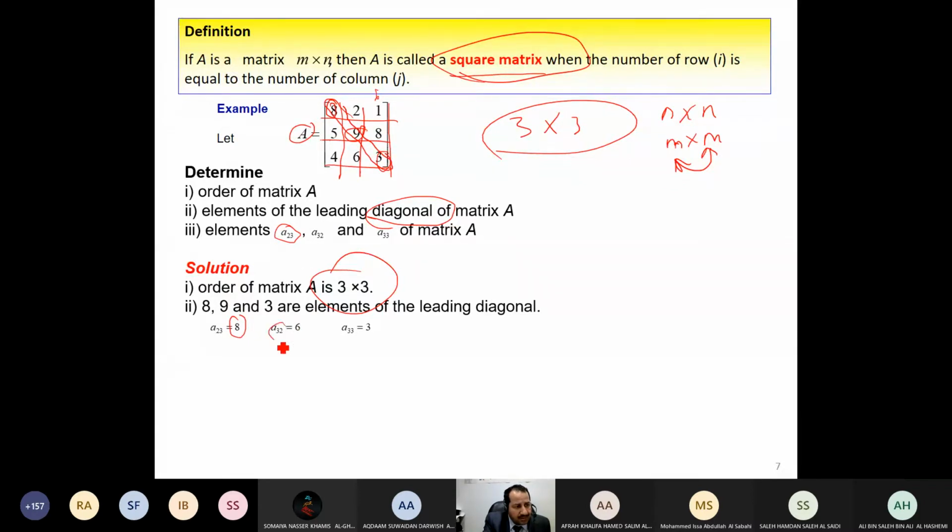3, column number 3, row number 2. Row number 3, column number 2, it means 6, as you can see here. 3, 3, it means row number 3, column number 3, which I can find to be 3.